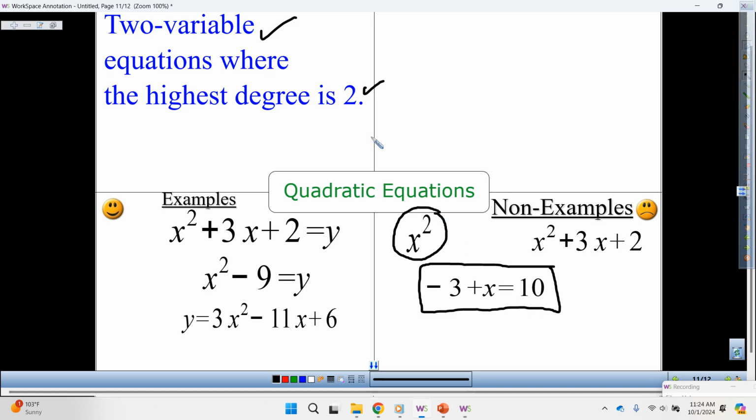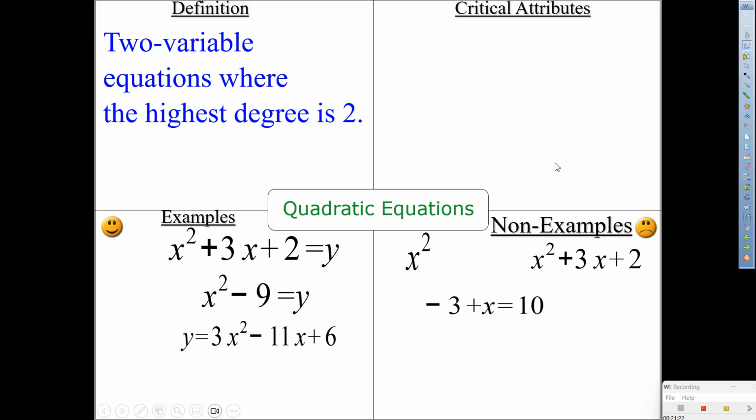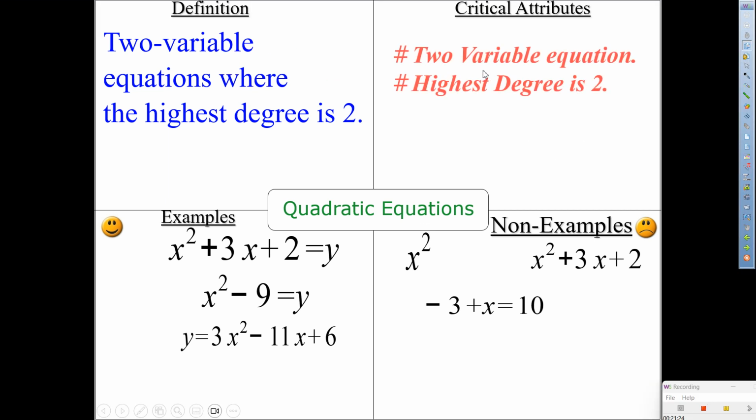There's no squared, that's why the highest degree is not 2. But what else is it missing aside from that? Second variable, that is correct. So therefore, hashtag, it has to be 2 variables, and hashtag, the highest degree has to be 2. 2 variables, highest degree 2.